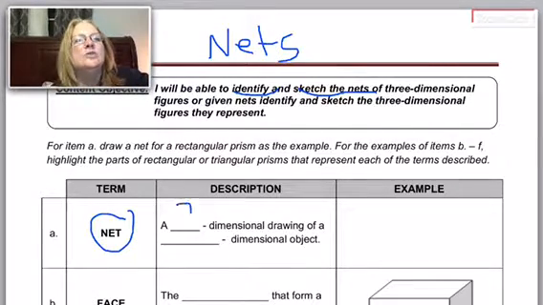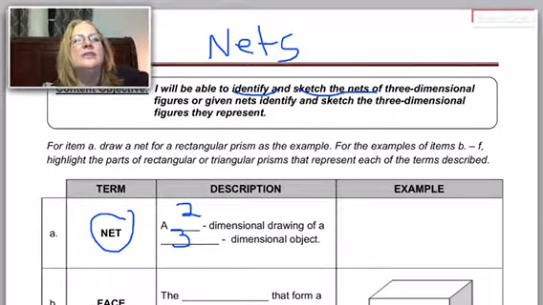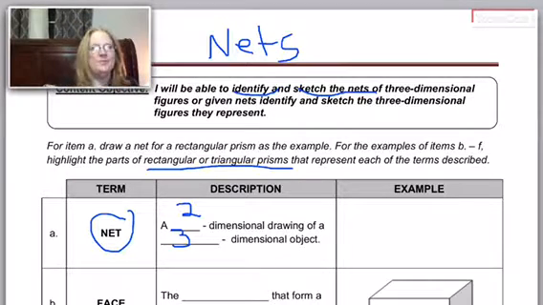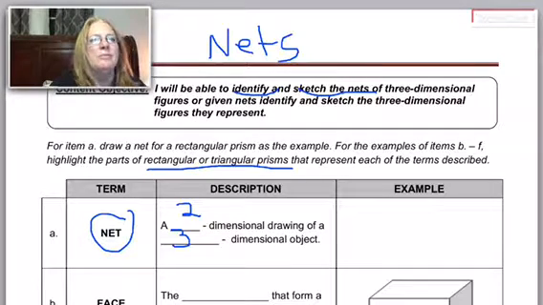A net is a two-dimensional drawing of a three-dimensional object. And it asks me here to try and draw the net of a rectangular or triangular prism. So the idea is that you're going to name these three-dimensional figures by the shape of their base. And we're going to look at a lot of them here and look at some examples.